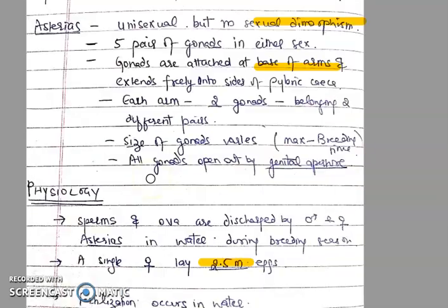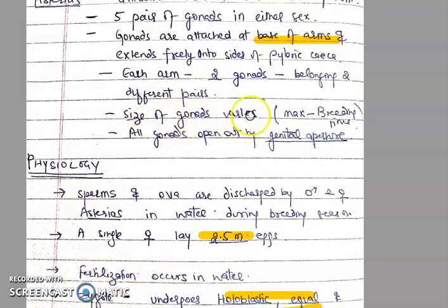Regarding the location, the gonads are attached to the base of the arm and they hang freely in the cavity of the arm. The size of the gonads also varies. It is not the same throughout the year. It becomes large during the breeding season. And all gonads open out by the genital apertures.